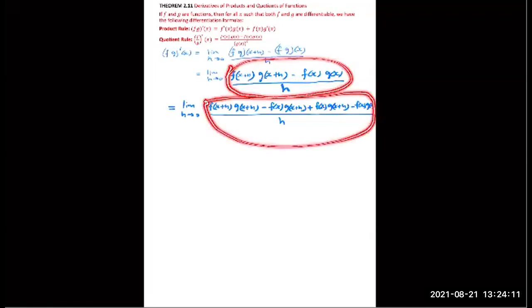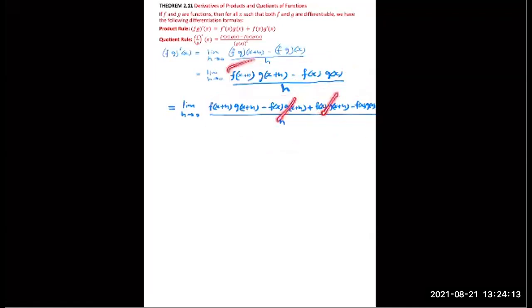divided by h. All I did was I subtracted f of x, g of x plus h, and I added f of x times g of x plus h. As you can see, these two will be cancelled, right? You get this back. We have done nothing wrong to this expression. This expression is the same as this expression, because these two will be cancelled and you get back your top.